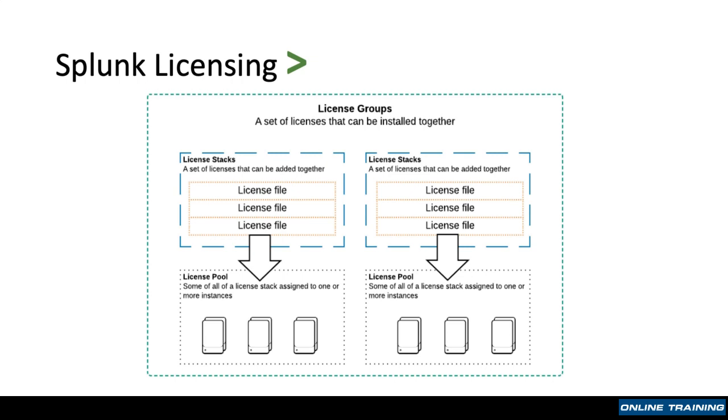So here is how the whole architecture looks, and I have adopted this graphic from the Splunk documentation. So we have license groups as the big container, and then we have license stacks. And inside the license stacks, we have license files. These are the files you get when you purchase a Splunk license. And you can stack them so that they aggregate. And then from that aggregate, you can create a license pool, which you assign to specific instances.